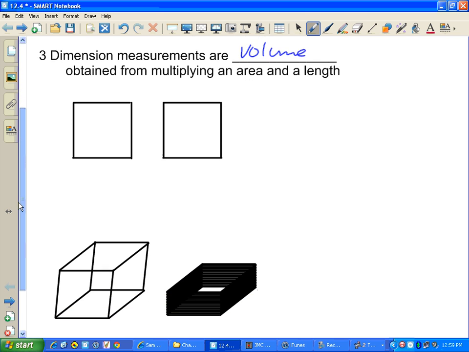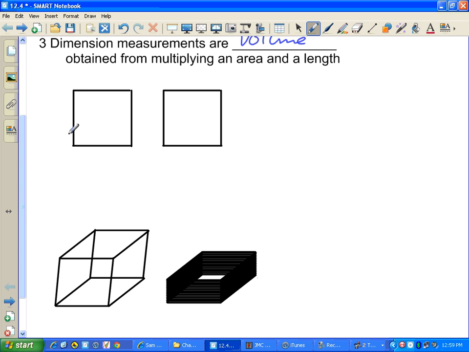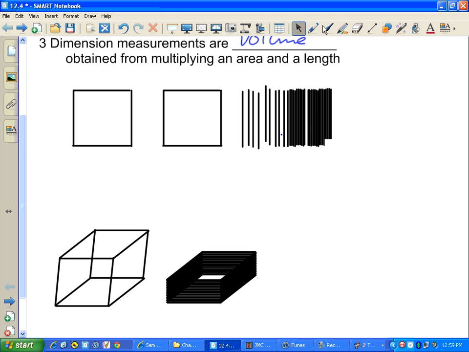So let's examine this. Let's first look at area. When I have a square here, I find area by filling it up with lengths. So I'm just filling this up with lengths. I'm finding out how many lengths it takes to fill in the shape to get the area.